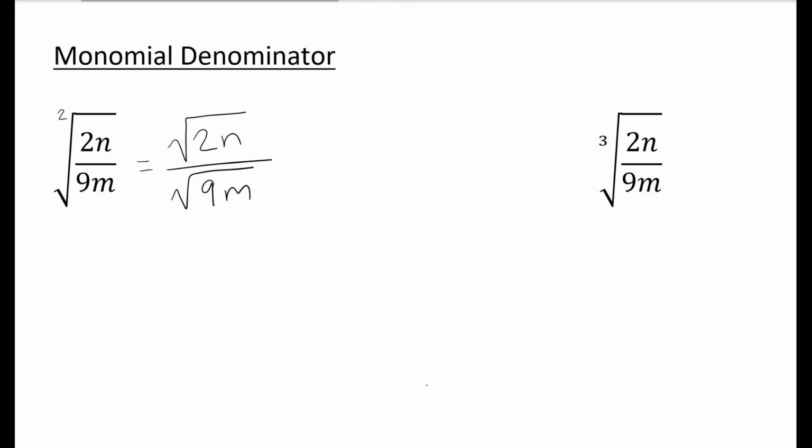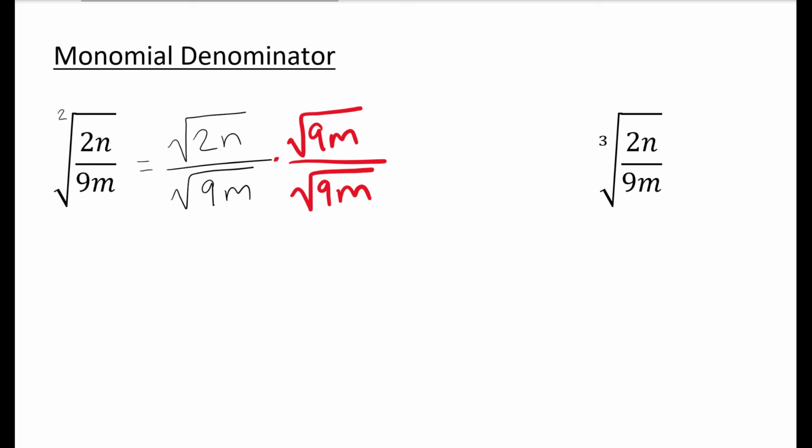In order to do this, we're going to have to get rid of that square root. The only way to get rid of that square root is to multiply by the same thing on the bottom. The reason why we multiply by the same thing is because square root of 9m times square root of 9m is 9m squared, and a square and a square root will cancel, therefore getting rid of my radical. Now, if I do something on the bottom, I have to do the same thing on the top. So I'm going to simply multiply the same thing on top.